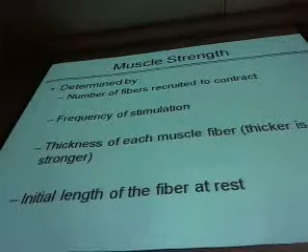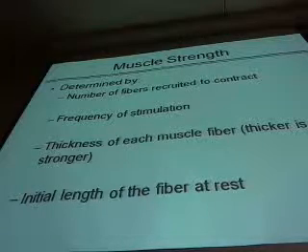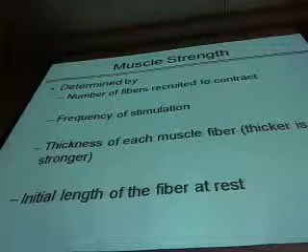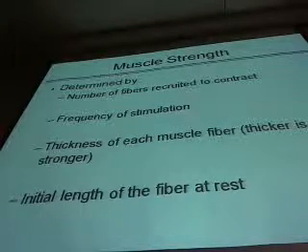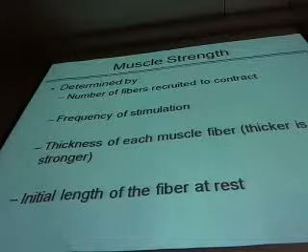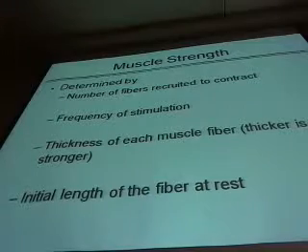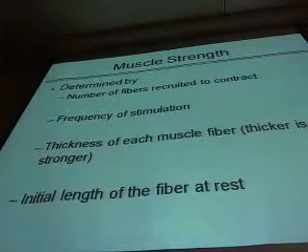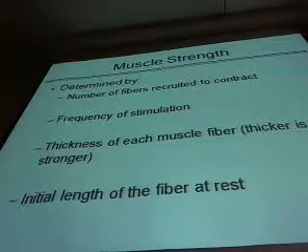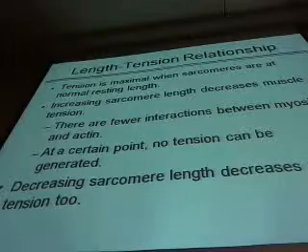Muscle strength is determined by the number of fibers, the number of motor units, the frequency, and the thickness of each fiber. As you exercise, your fibers become thicker and stronger, especially your alpha fibers, the alpha motor neuron, the fusal, the extrafusal, and we'll get to that.